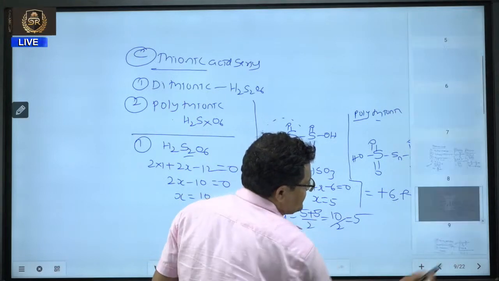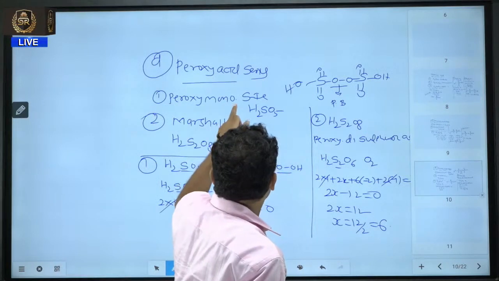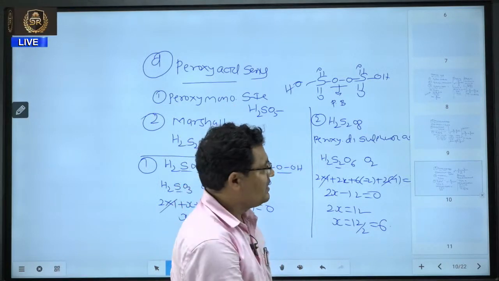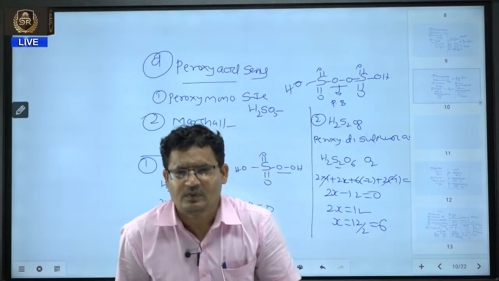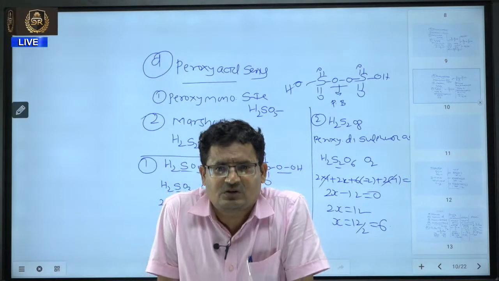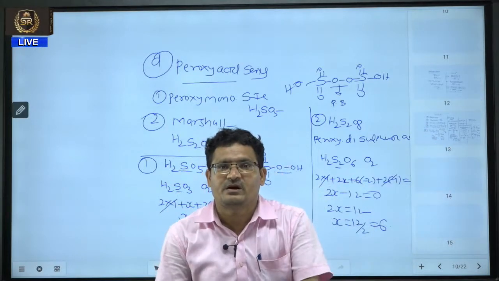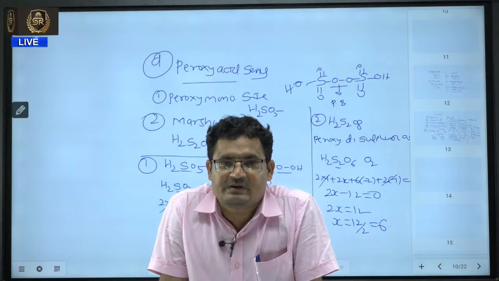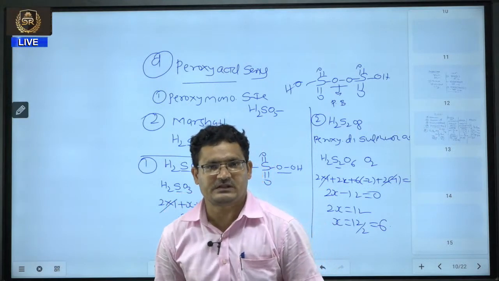After this, the peroxy acids: peroxymonosulfuric acid and peroxydisulfuric acid. All these oxy acids of sulfur undergo 2 OH. The OH groups depend upon basicity, and basicity depends upon the OH group. All these oxy acids of sulfur undergo sp3 hybridization.